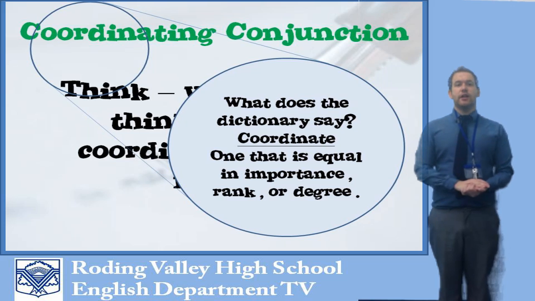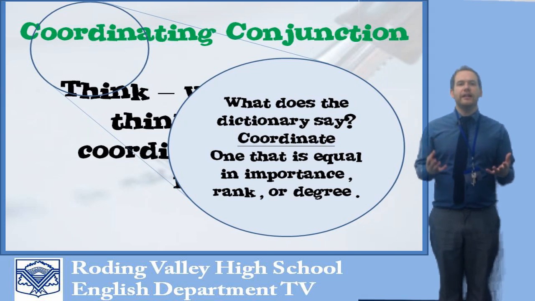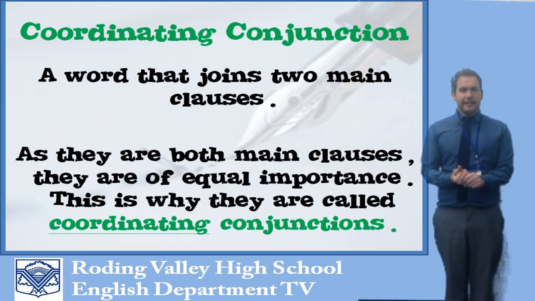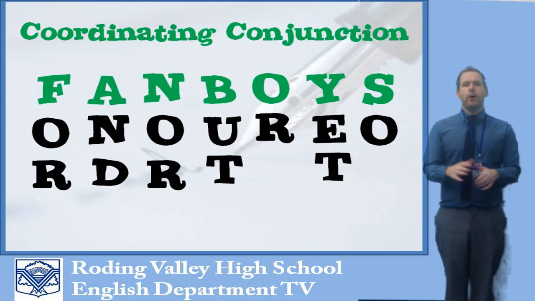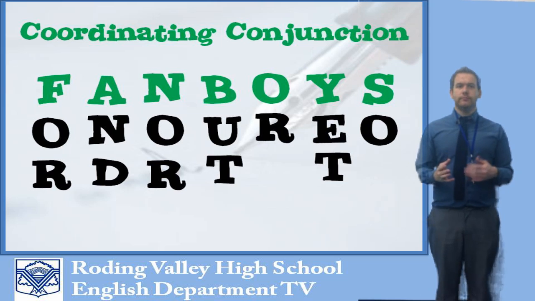The dictionary says that a coordinate is one that is of equal importance, rank or degree. So, a coordinating conjunction must link two things of equal importance, and those things are main clauses. A coordinating conjunction joins two main clauses or simple sentences, but what actual words are they? Well, there's 7 of them. There's for, and, nor, but, or, yet, so.